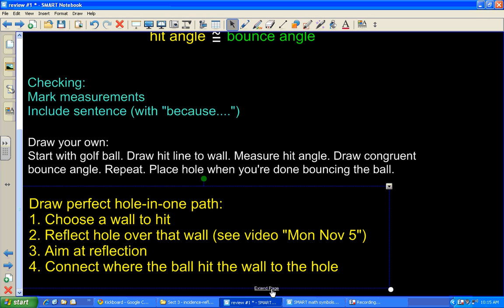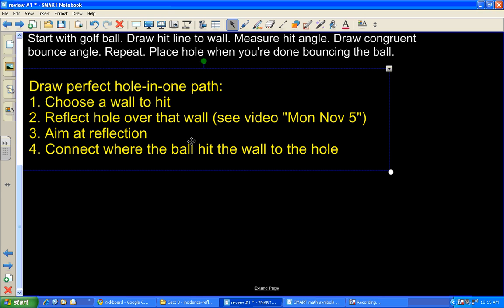The tough one, the one where you have to draw your perfect hole-in-one path, it's not tough. It's just a lot of detail to it. Step one, you have to choose the wall you're going to hit with the golf ball. This has to be conscious in your mind. You can't just go on to step two without really thinking about which wall you're going to hit. I don't mean sitting there for 5 minutes trying to figure this out, but you have to think to yourself, I'm going to hit the wall on the left. Because if you don't, you may reflect the hole over the wrong wall, and then things are going to be messy. Okay? So step 2, once you've chosen that wall, you reflect the hole over it.